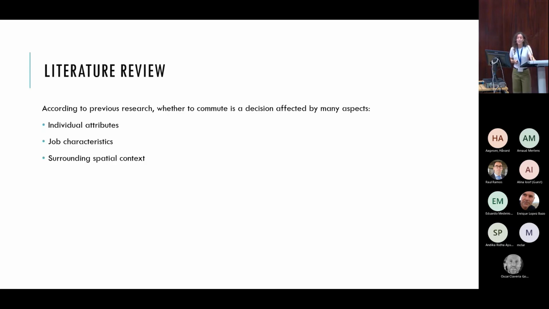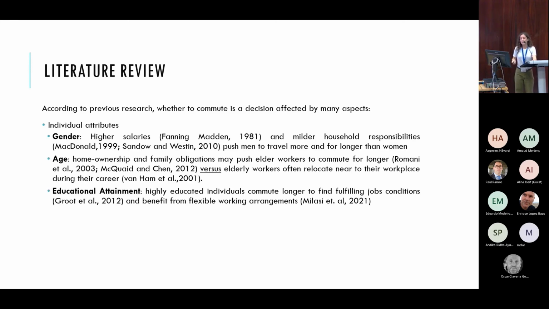So we start with a bit of literature review. Commuting decisions are mainly driven by individual attributes, job characteristics, and the surrounding spatial context. With respect to individual attributes, gender plays a fundamental role, in the sense that men usually travel more than women. With respect to age, we found mixed evidence. Elderly workers seem to have longer commutes because of their family obligations on the one hand, versus the fact that they might have relocated near their workplace during their careers, which might lower their commuting propensity. That's something we're going to see later on.